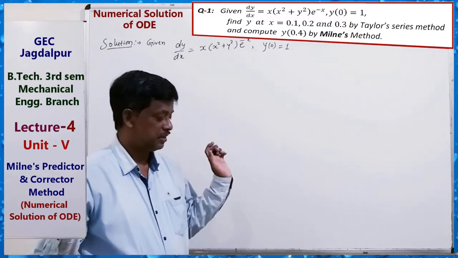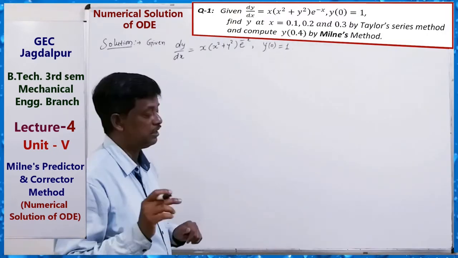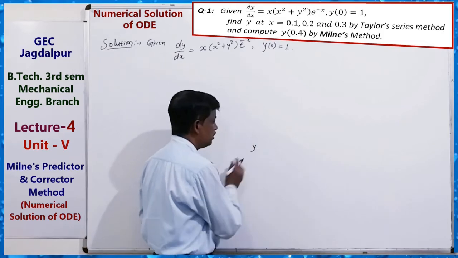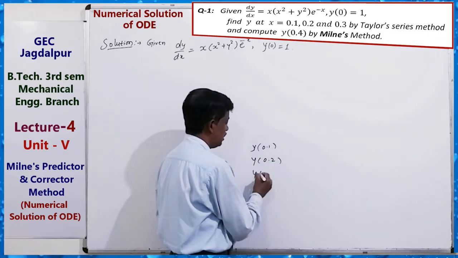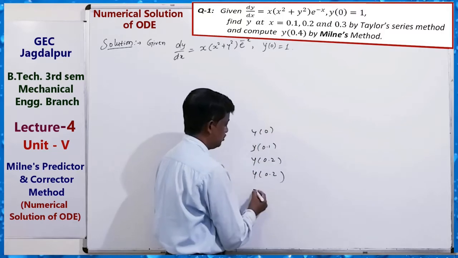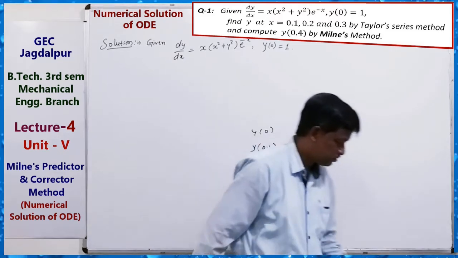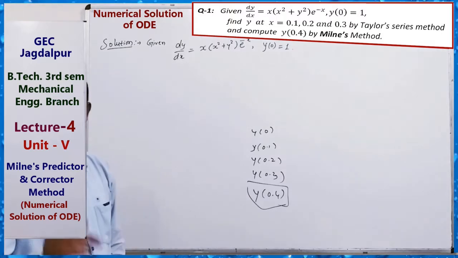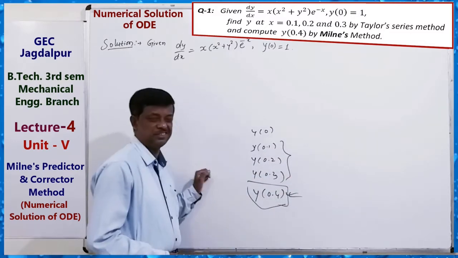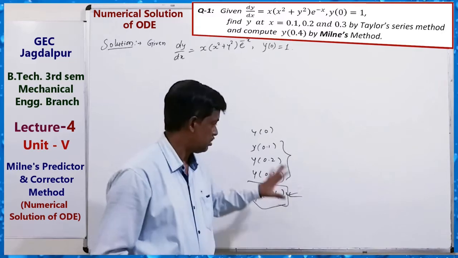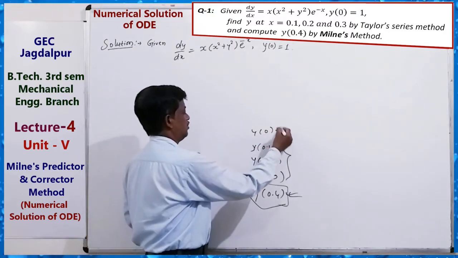So here, how can you find the values? 4 prior values are required, because here it is given that we have to find the value of y at 0.1, 0.2, 0.3, 0.4. This is our targeted value. Just find y4 by Milne's method. So these 3 values are just given in this question. If it is not given in the question, then you can use any of the methods.